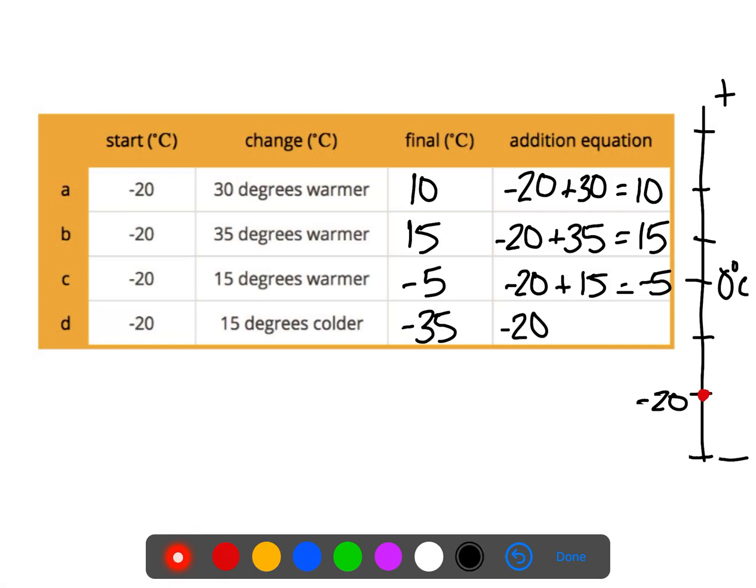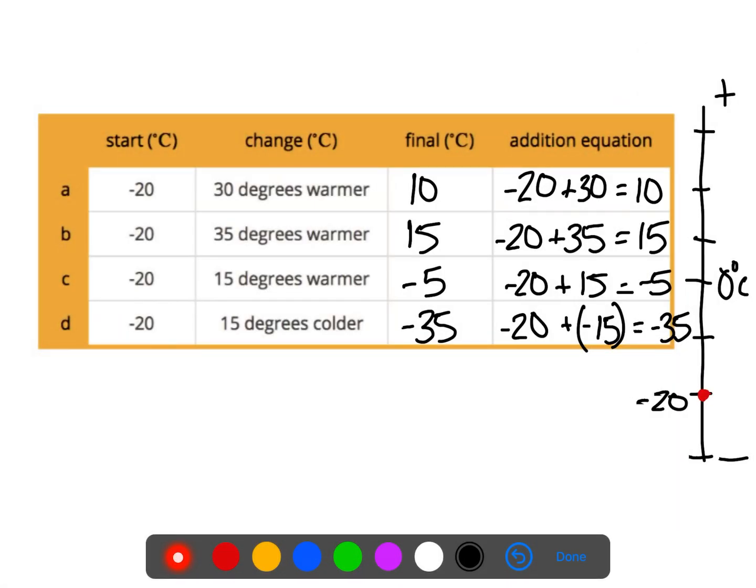So we would write negative 20 plus, now this is where we need to be careful, we're getting 15 degrees colder. I need another negative quantity to equal negative 35.